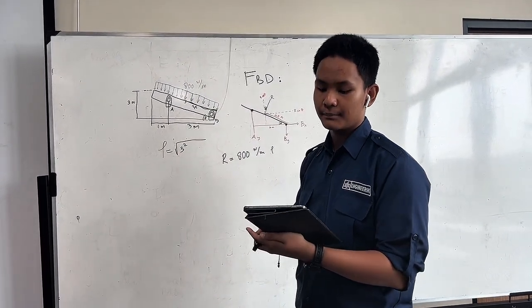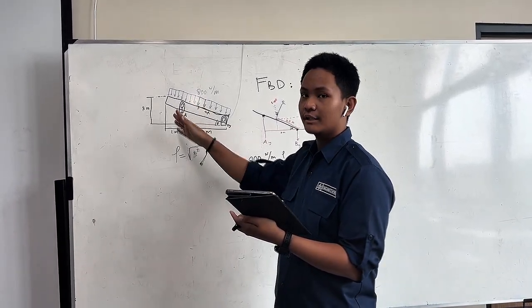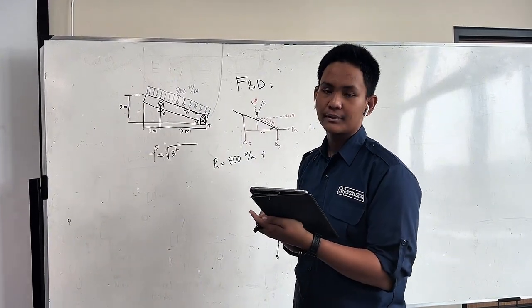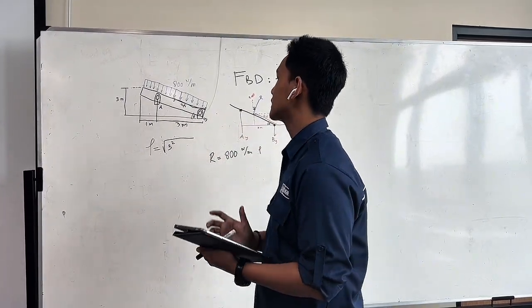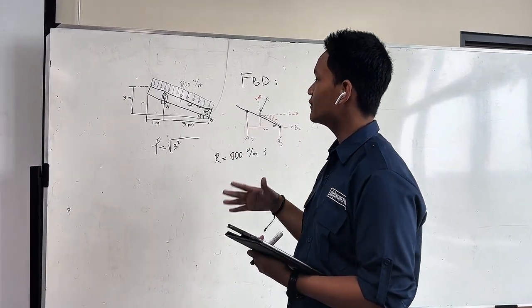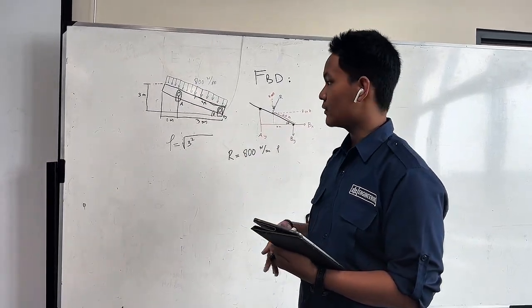Here we're going to determine the reactions at the roller supports. As you can see, we have two roller supports, roller A and roller B, and we're going to determine the reactions on both of those supports. This beam is subjected to a uniform force of 800 newtons per meter on all parts of the beam.